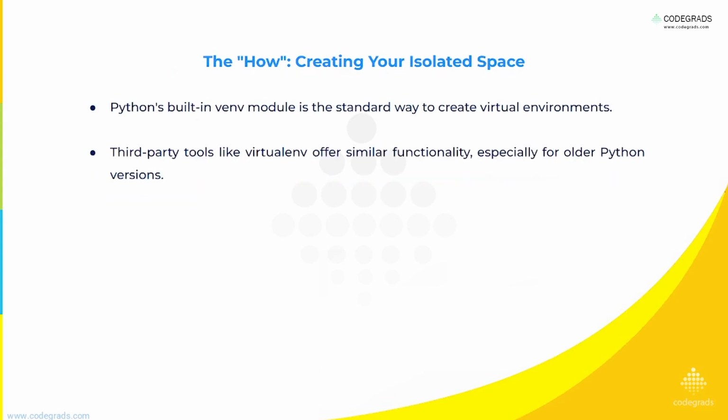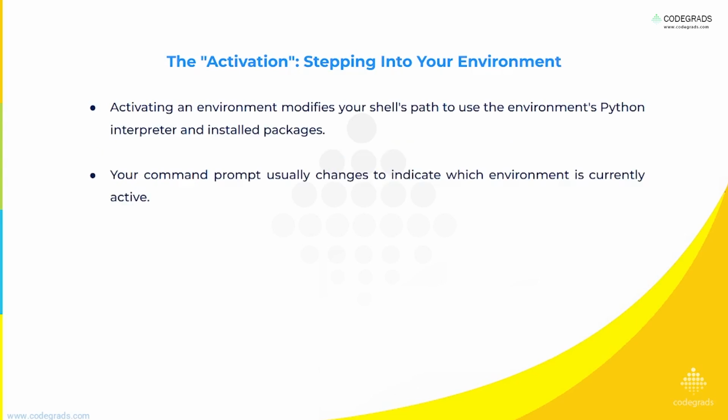Now, the how: creating your isolated environment. Python's built-in venv module is the standard way to create a virtual environment, and third-party tools like virtualenv offer similar functionality, especially for older Python versions. To create the virtual environment, first of all, we need to open the terminal or the command prompt and navigate to the project folder, and we need to run the command python -m venv and the environment name. So myenv can be the name of the virtual environment folder, and this creates the isolated environment.